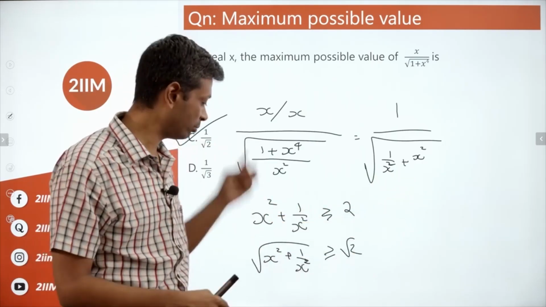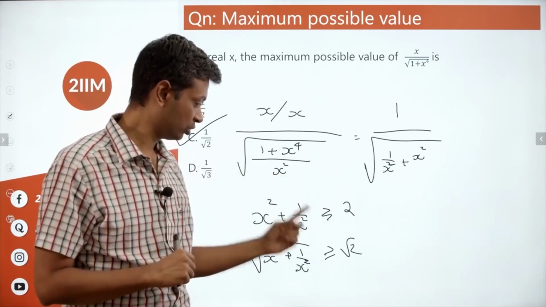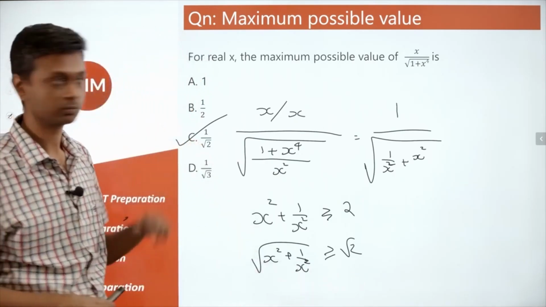Therefore, we know how 1 by square root of x square plus 1 by x square behaves. So, this is greater than or equal to 2. This is greater than or equal to root 2. 1 by this is less than or equal to 1 by root 2.